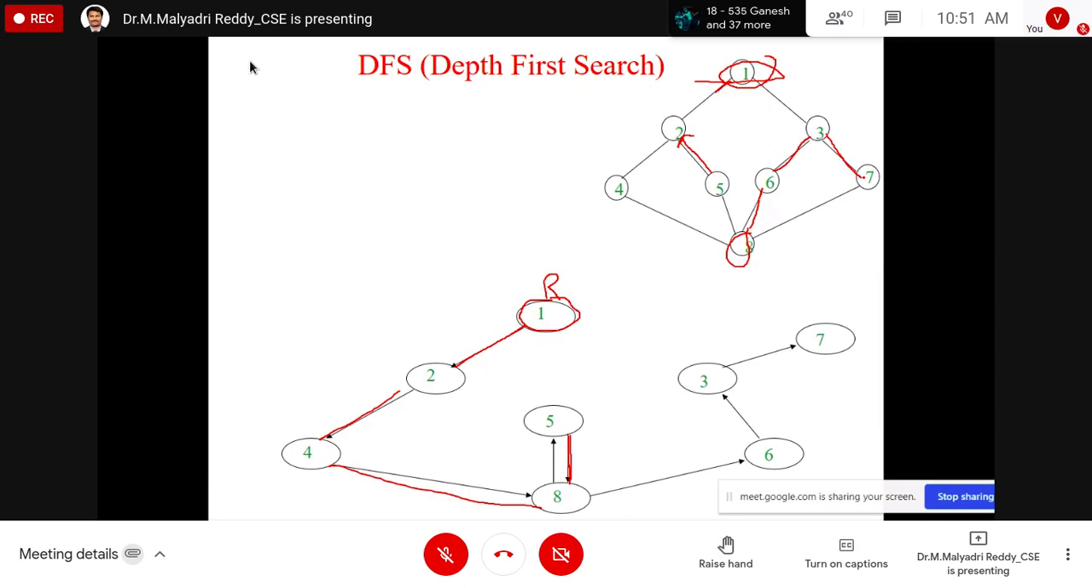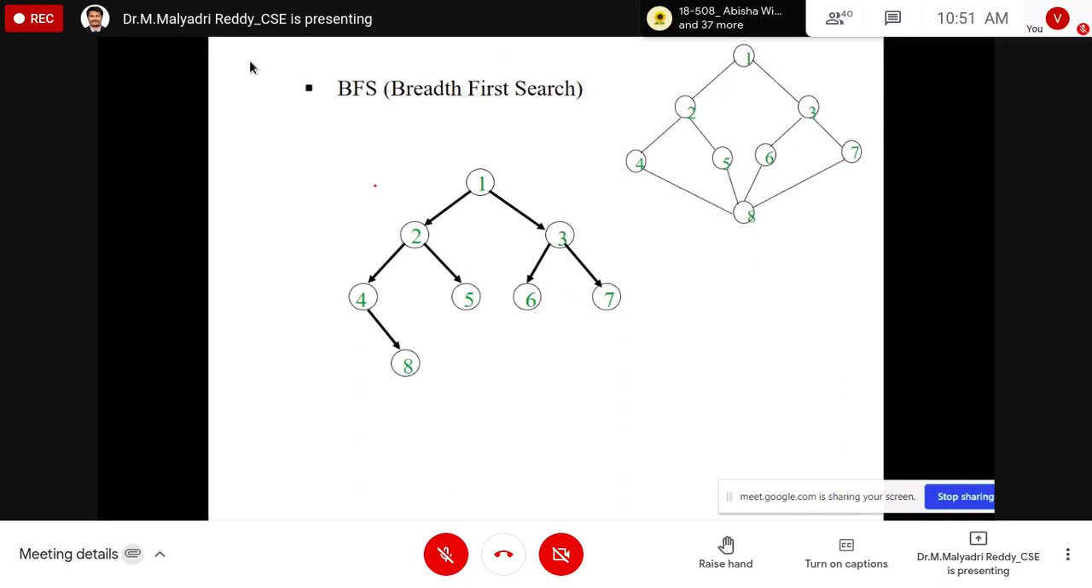So in DFS, the visited nodes are not chosen, but in BFS we can still go to visited nodes. Okay, this is the DFS, right? Yes, sir, visited nodes are not preferred. Our intention is that we need to visit each vertex only one time.